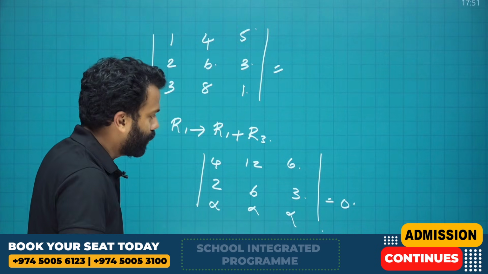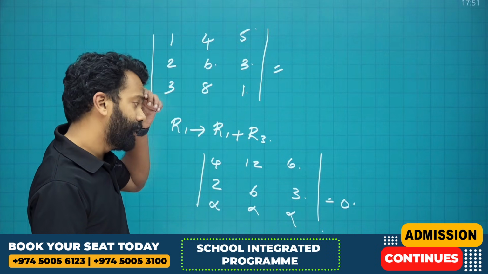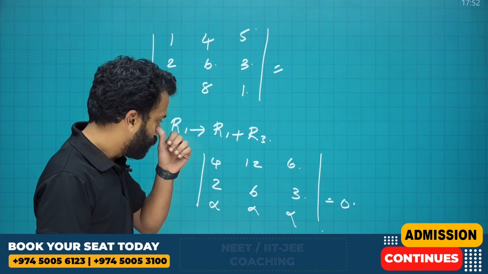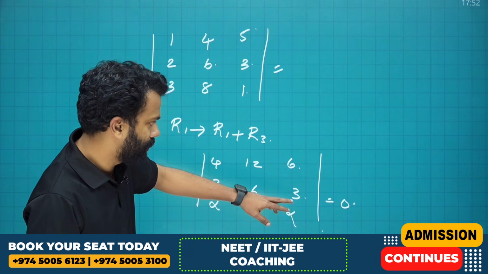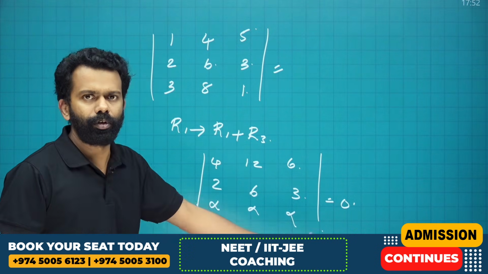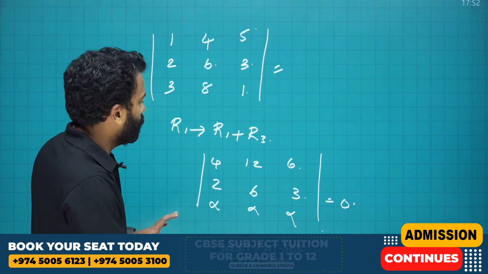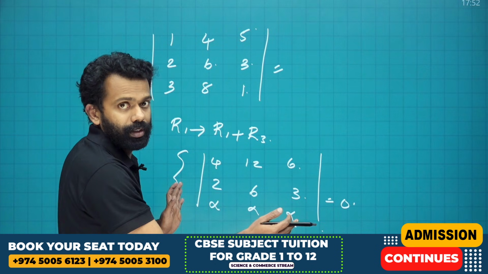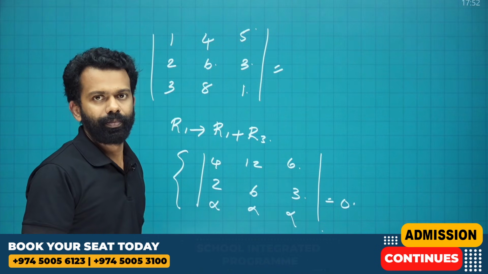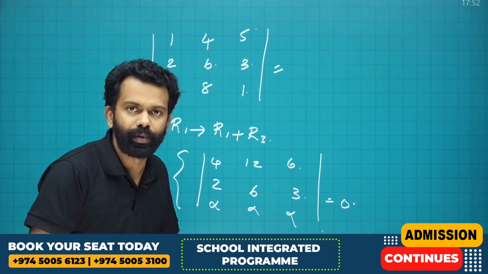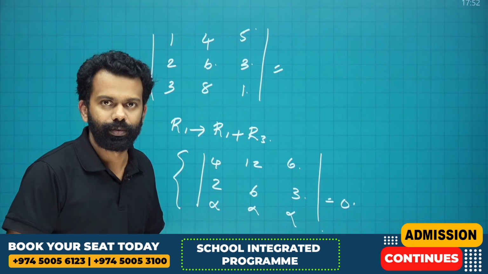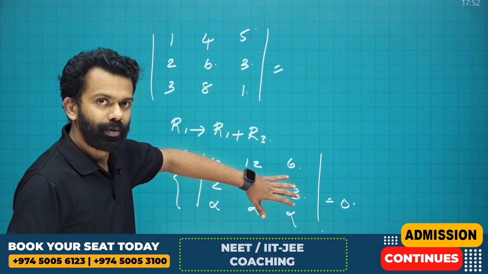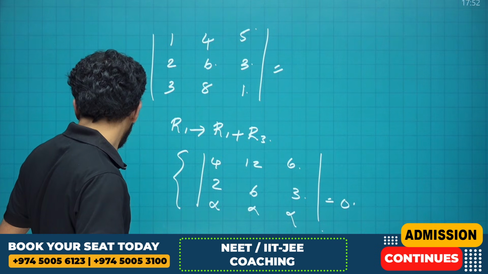Why? Because the elements in the first row are a scalar multiple of the elements in the second row, right? If you multiply by 2 here, you will get 4, 12 and 6, which is identical to row 1. Therefore, the determinant will be 0. We can keep this property handy to do a lot more questions with minimal steps. I hope it's clear. Let's move to the questions. Just keep this handy.